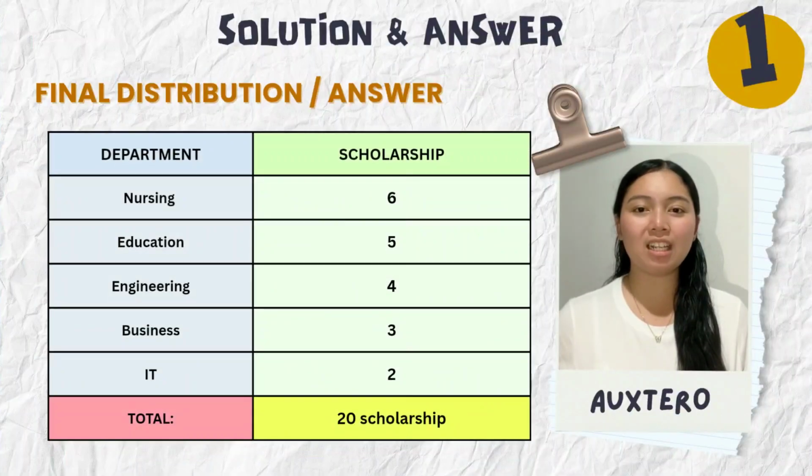Therefore, this is the final distribution of scholarships. Nursing has 6 scholarships, education 5 scholarships, engineering 4 scholarships, business 3 scholarships, IT 2 scholarships. This is the final apportionment for sample problem number 1 using Hamilton's method.